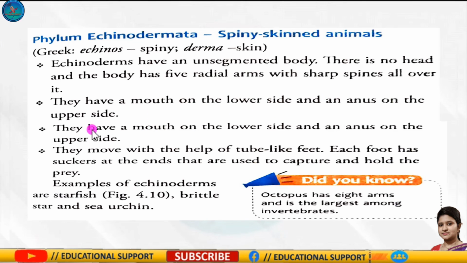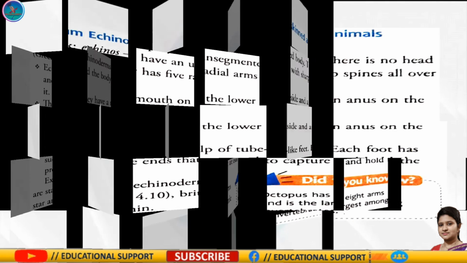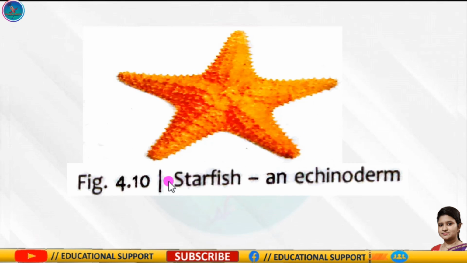This line is important. They have a mouth on the lower side, and they move with the help of tube-like feet. Each foot has suckers at the end that are used to capture and hold the prey. Examples of echinoderms are starfish, brittle star and sea urchin. Did you know the octopus has 8 arms and is the largest among invertebrates? You can see in figure 4.10 the starfish, an echinoderm.